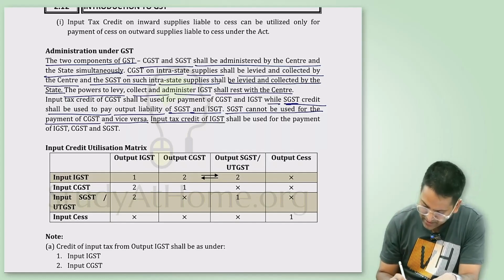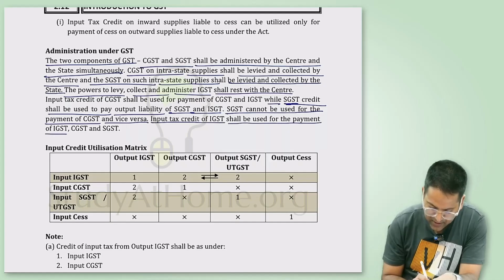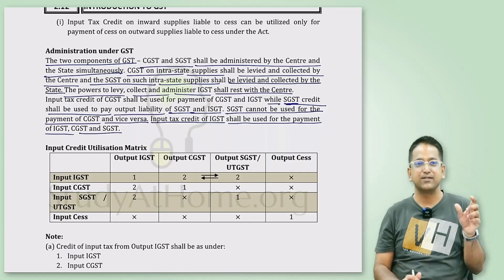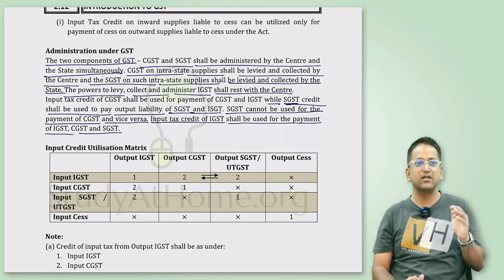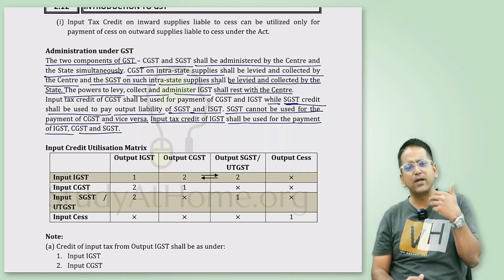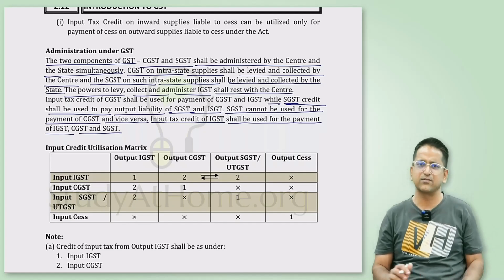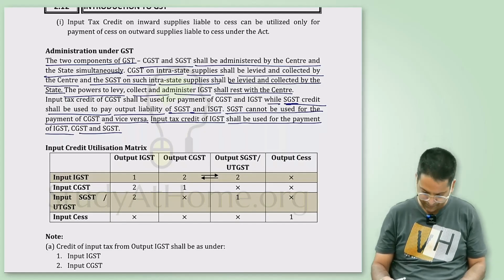Input tax credit of IGST shall be used for payment of IGST, CGST, SGST. If you have IGST credit, so if you paid IGST on the purchase, then here you can pay IGST, CGST, SGST all, so whatever you wish you can pay that. Okay.